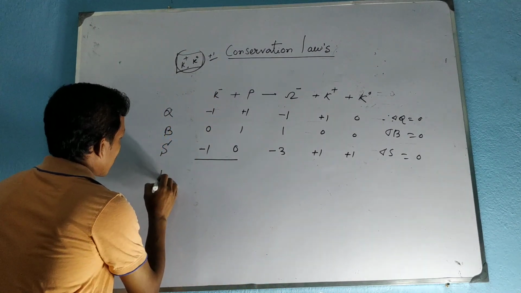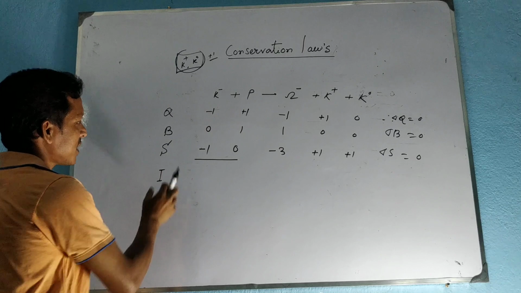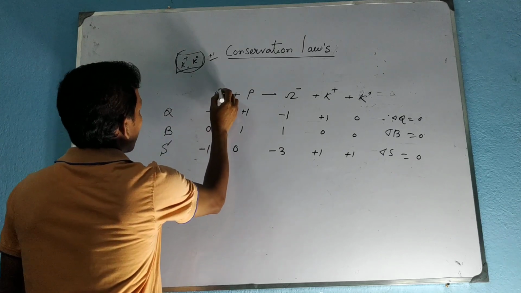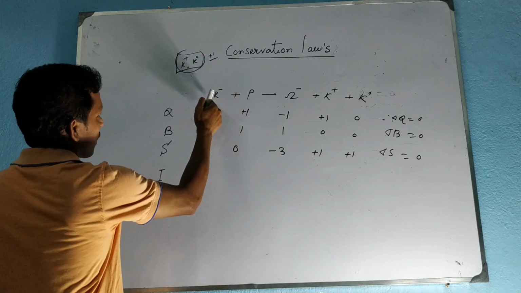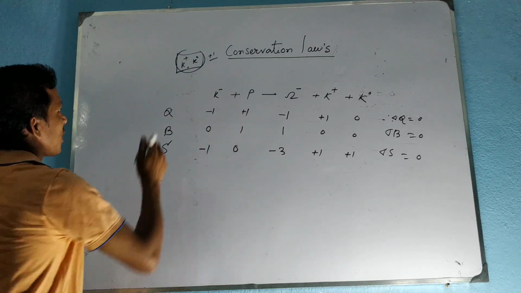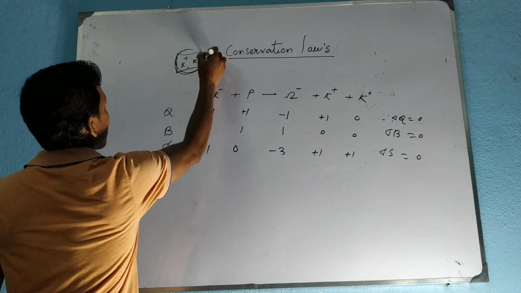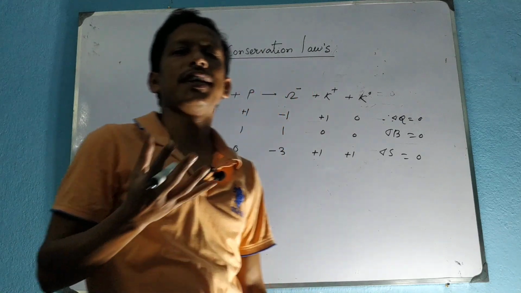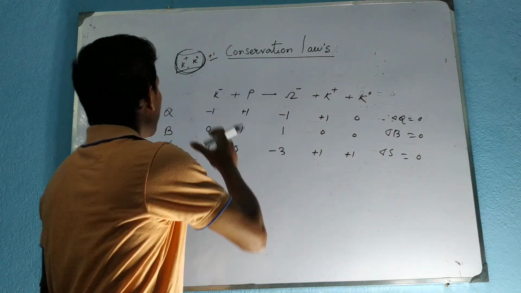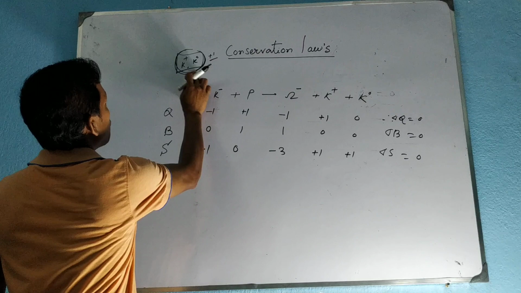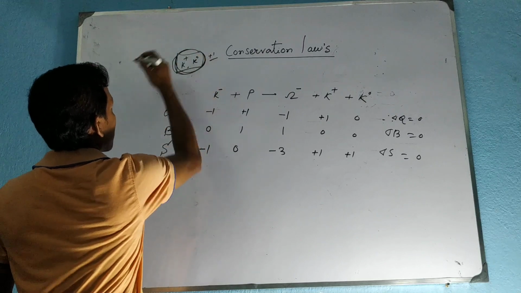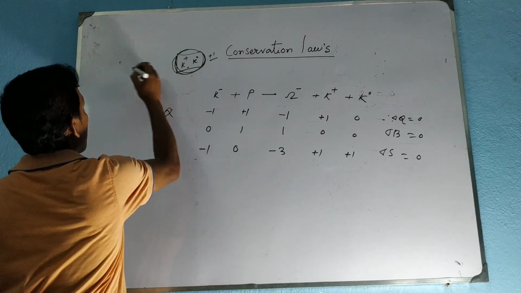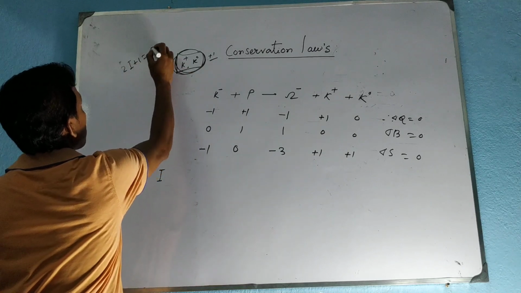Now I will check I, the isospin quantum number. Consider the isospin quantum number for K minus. K plus and K0 are two charge states of the same physical entity in the electromagnetic field. So the multiplicity is 2, and these particles are characterized by a quantum number, the isospin quantum number. If the isospin quantum number is I, then 2I plus 1 is the multiplicity, which is 2.